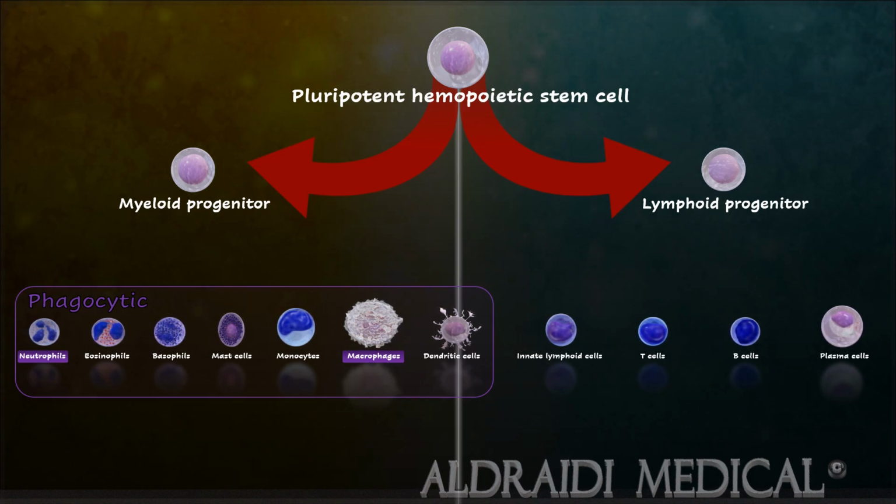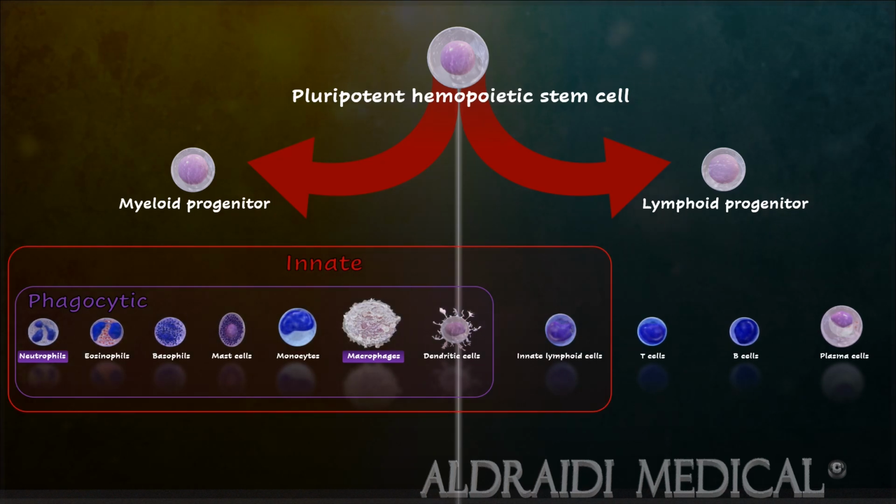Now, all the cells of the myeloid lineage are part of the innate immune system, and all the cells of the lymphoid lineage are part of the adaptive immune system, with the exception of the innate lymphoid cells, which are part of the innate immune system as their name implies. And natural killer cells actually are a subset of those innate lymphoid cells.